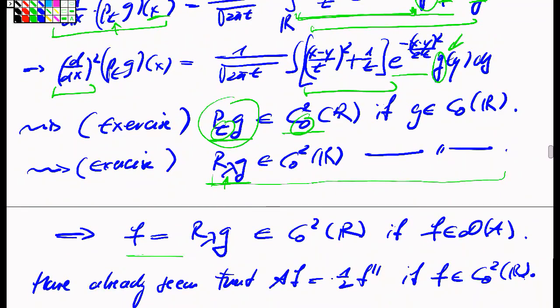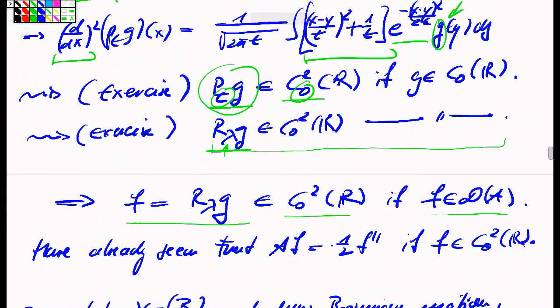So as a consequence, our function f is in fact in this smoothness class, which was left to be shown. So hence, if f is in the domain of the generator, then it will have this smoothness, and we already know that on functions which have this smoothness, the generator of Brownian motion looks like this. Okay, this concludes probably today's session.